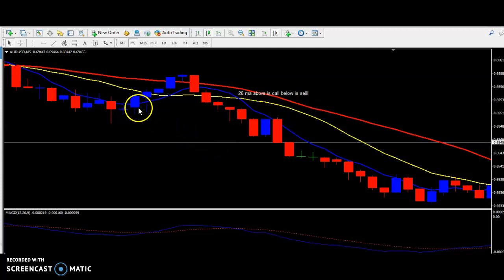Okay, here's on the other side of things. MACD's crossed. Red's above. Blue, 3 blues, 4 blues, easy win.